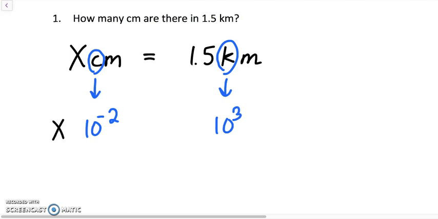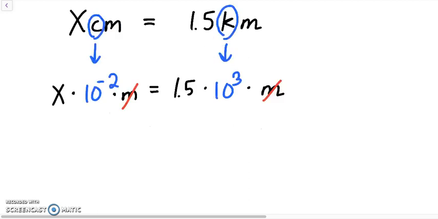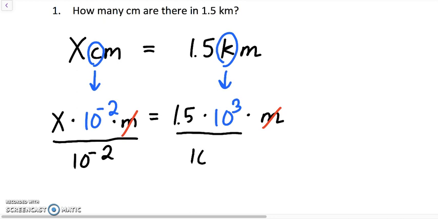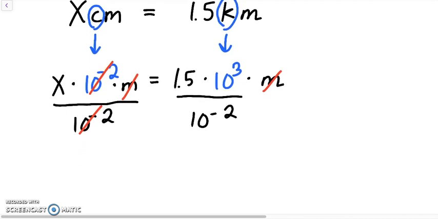My X is still there, the unknown. My meter is still there, 1.5. Then I'll bring down this meter. Since meters are on both sides, I can simply cancel this out. And now I want to get this X by itself. So I'm going to divide by whatever it's next to, and it's next to this, 10 to the negative 2. So get rid of this, get rid of this.